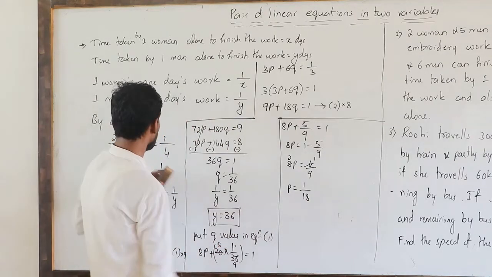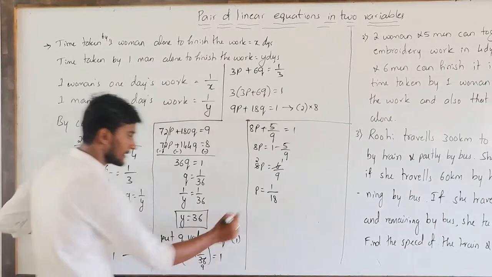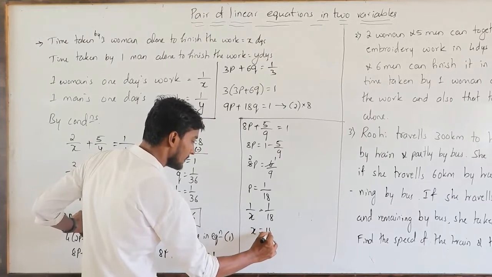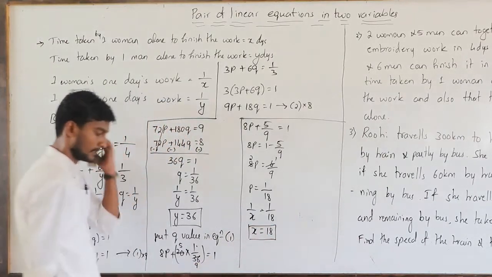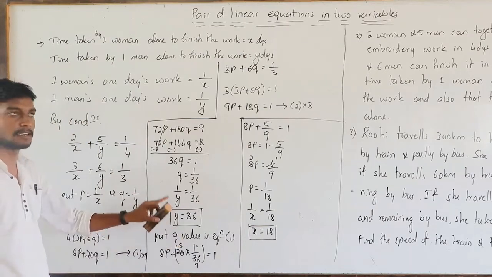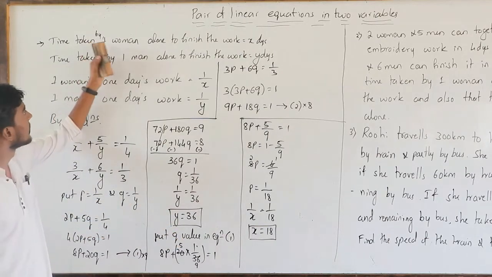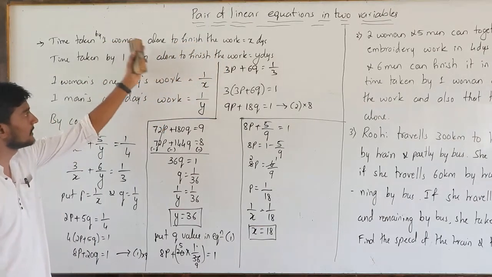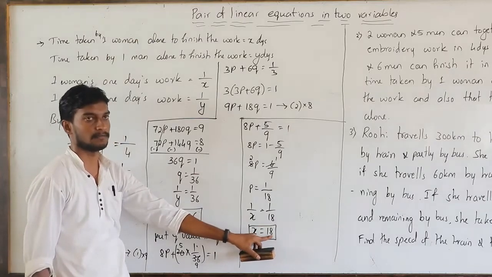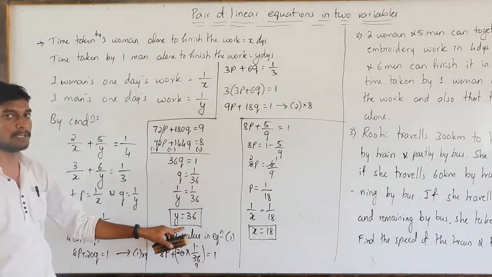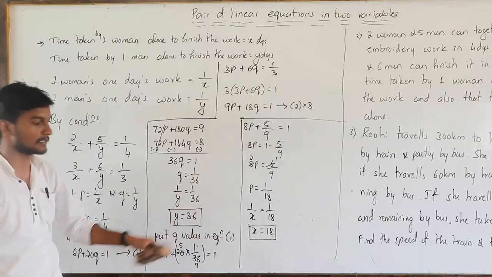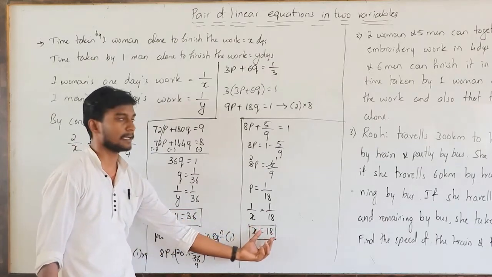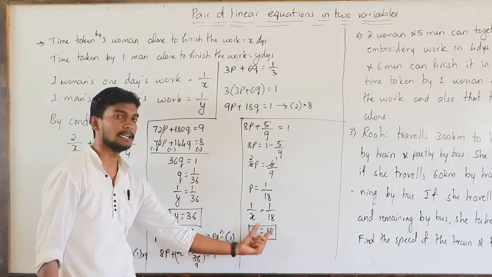So p value, what you have taken, p means 1 divided by x. 1 divided by x is equal to 1 divided by 18. Cross multiply, x is equal to 18. The value of x is 18, the value of y is 36. X means you have considered the time taken by one woman alone to finish the work. So how much time she will take to finish the work? She will take 18 days. And the time taken by one man alone to finish the work is equal to 36 days. One man can complete the embroidery work in 36 days and one woman can complete the embroidery work in 18 days.